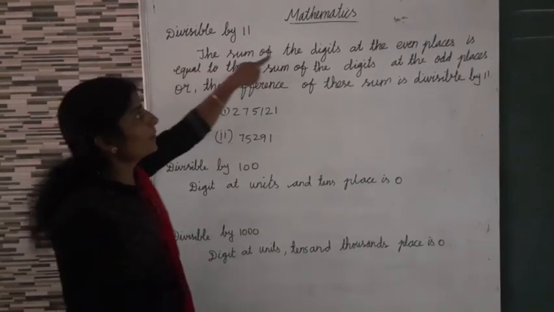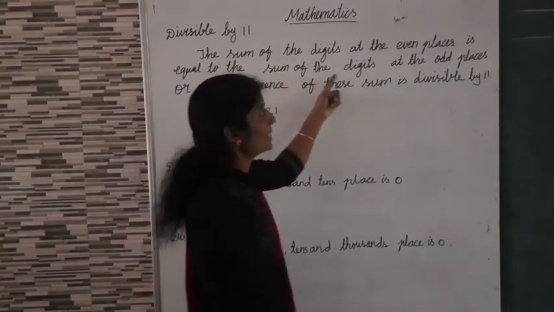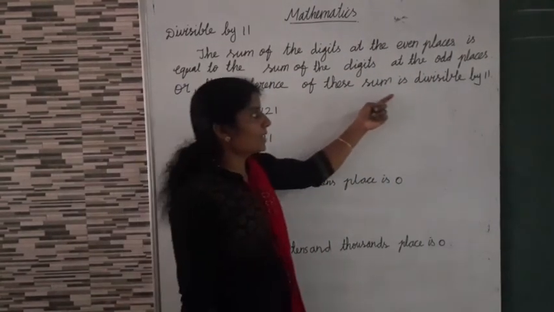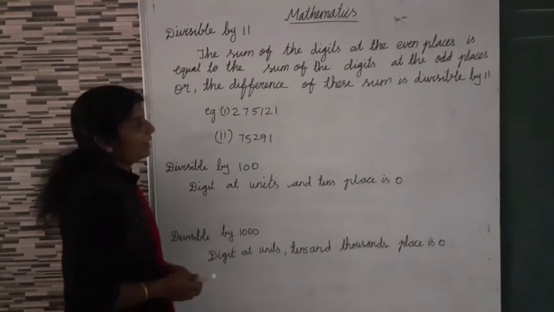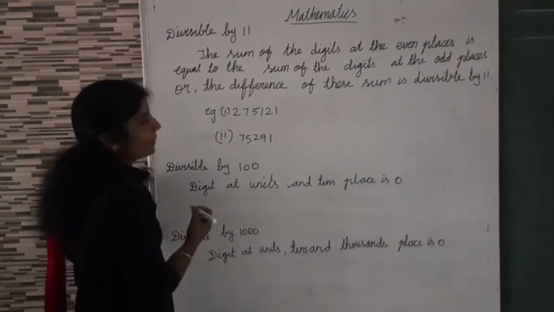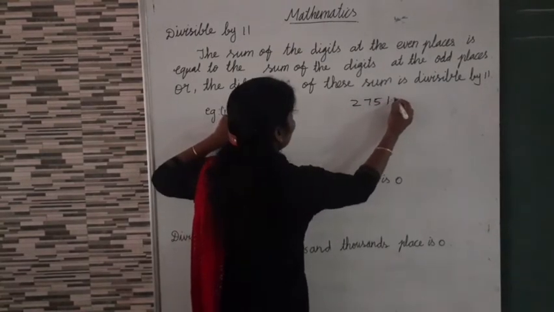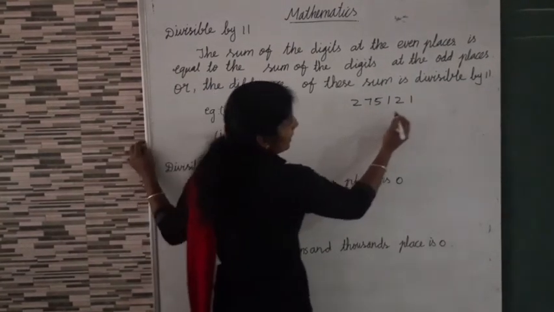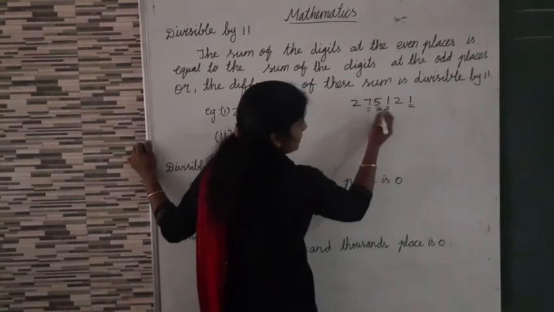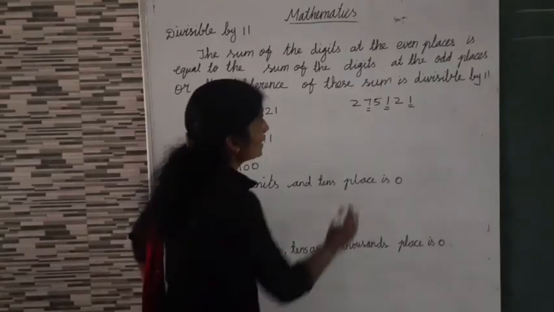Okay. The sum of the digits at the even places is equal to the sum of the digits at the odd places, or the difference of these sums is divisible by 11. Okay. Now listen here. The sum of the digits at the even places. Now 2,75,121. Which are the odd places? 1, then the second one, third one. These are odd places, isn't it? 1, 3, 5. Isn't it? Odd places. What are the even places?